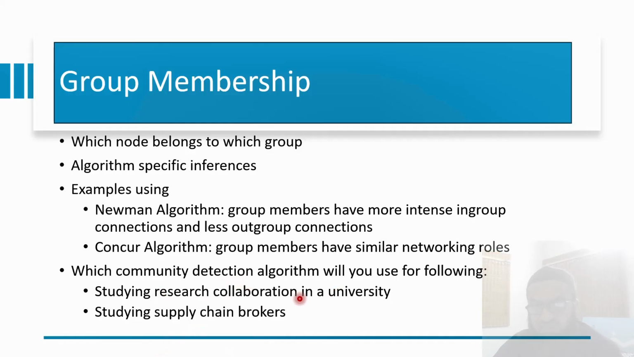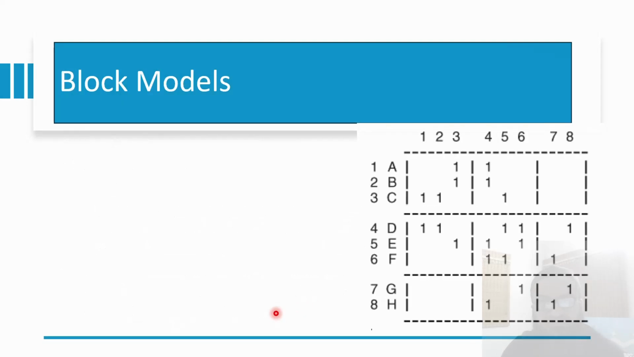So which community detection algorithm will you use for the following? Studying research collaboration in a university. Who collaborates with whom, right? In a university. Studying supply chain brokers, right? So just think about it and reflect on it.